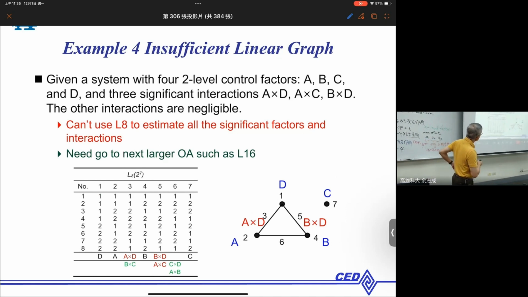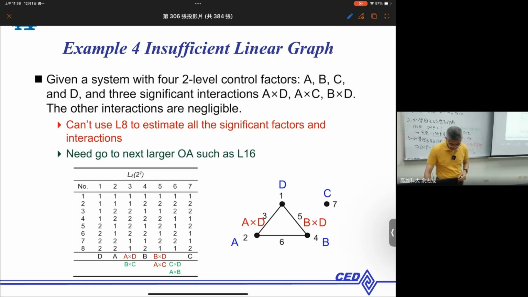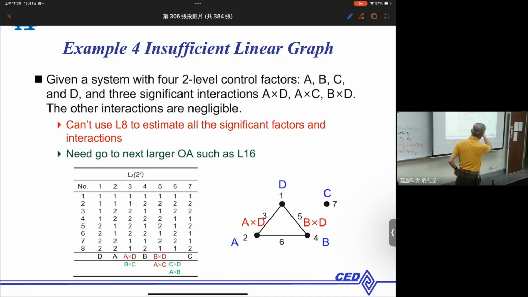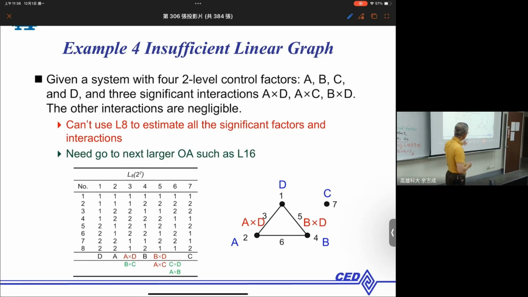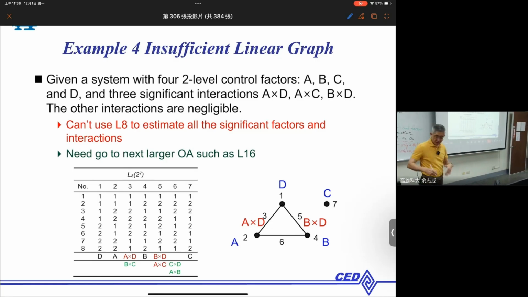sometimes, okay, let's try this. Sometimes we can find a linear graph suitable for our purpose, for our need, but sometimes we couldn't. This is one of the examples. We have 4 two-level factors, A, B, C, D, and we need to consider 3 interactions, AD, AC, BD. You can try by yourself to see if you can arrange this design in the L8.